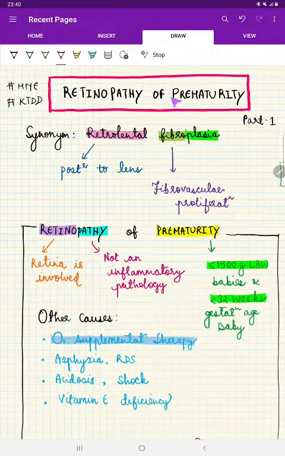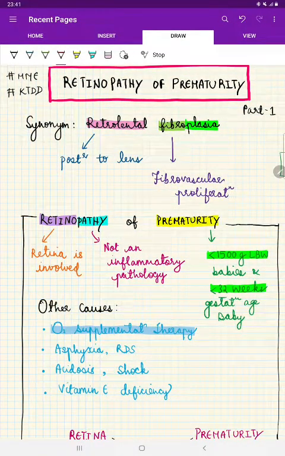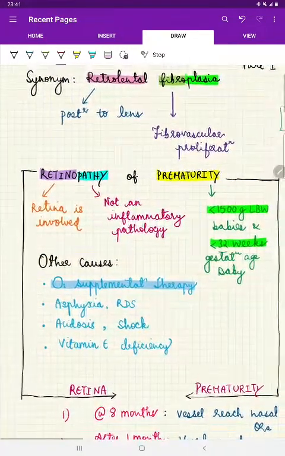Before anything else, retinopathy of prematurity is also called retrolental fibroplasia. Let us first take it from the name. What do we infer from that? Retro is something posterior, lental is something related to the lens, so something posterior to the lens. This pathology is happening. Fibroplasia, that is fibrovascular tissue. Plasia means hyperplasia, increased number of cells. So there is proliferation.